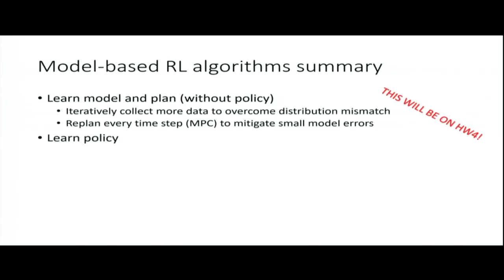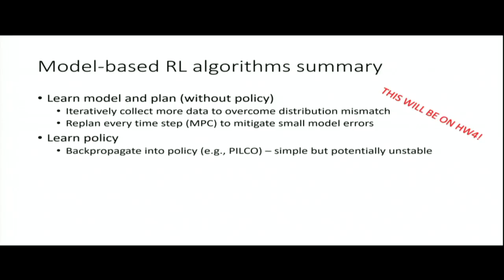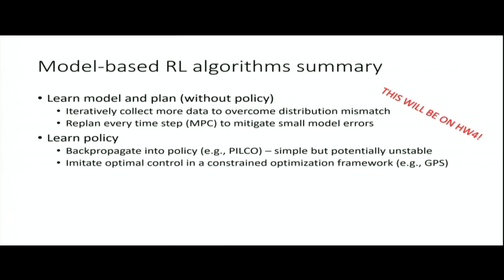But you can also have model-based RL algorithms that learn the policy, backpropagating into the policy as an example. That's what actually the PILCO algorithm that I talked about on Monday does. Simple, but potentially a little bit unstable. You can imitate optimal control in a constrained optimization framework with GPS, or you can do it in other imitation learning frameworks like DAgger.